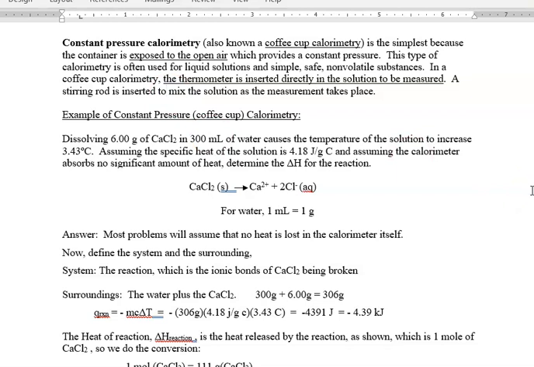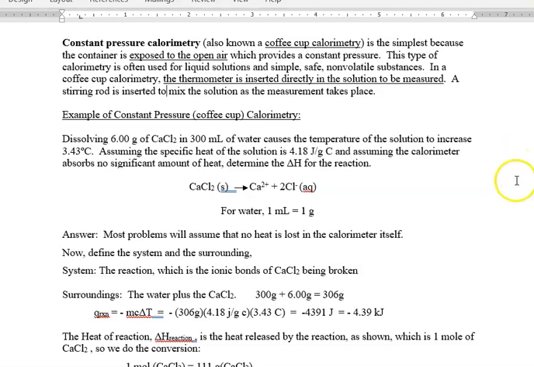Example of coffee cup calorimetry. Dissolving 6 grams of calcium chloride in 300 milliliters of water causes the temperature of the solution to increase by 3.43 degrees centigrade, which could also be 3.43 Kelvin. Assuming the specific heat of the solution is 4.18, so if you have a solution with water, you just use the specific heat of water because the vast majority of the solution is water. And assuming the calorimeter absorbs no significant amount of heat, in other words, no heat goes into the styrofoam cup that you're using, determine the delta H, that's the enthalpy, for the reaction.